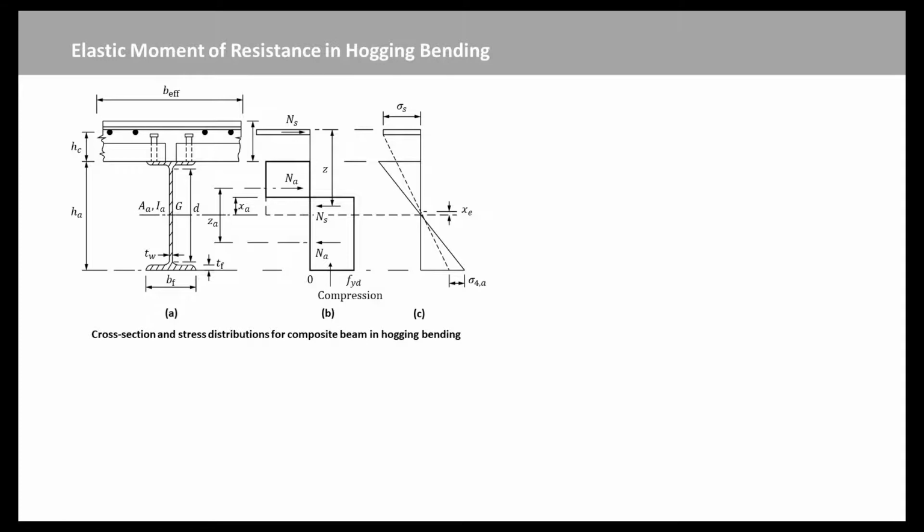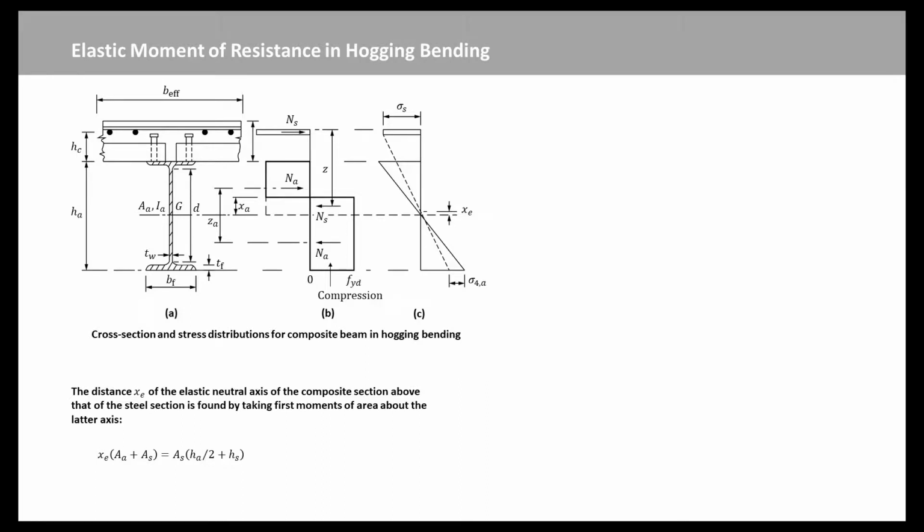Here, we assume that at the section considered, the loading causes hogging bending moments MAED in the steel member alone and MCED in the composite member. The small difference, approximately equal to 3%, between the elastic moduli for reinforcement and the structural steel is usually neglected. The distance xe of the elastic neutral axis of the composite section above that of the steel section is found by taking first moments of area about the latter axis, as shown in this expression. The second moment of area of the composite section is this equation.